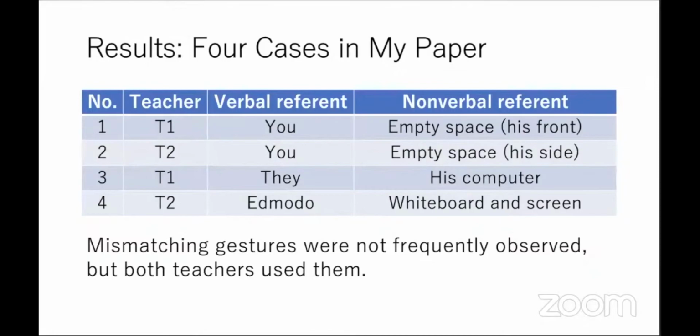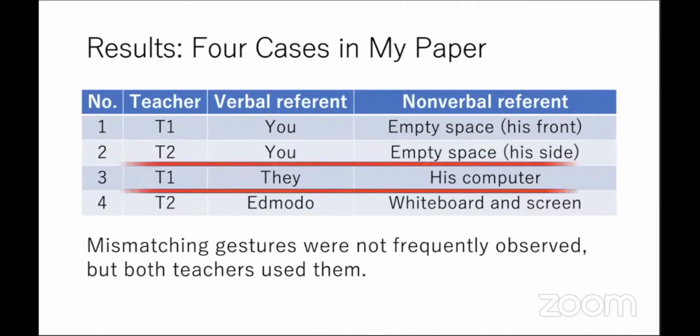I investigated the classroom practice of 2 different teachers. I don't have that much data, but overall, I found that they both use mismatching gestures sometimes, but not really frequently. But mismatching gestures do occur. Okay? In the paper, I chose 4 cases, and there's no time to talk about all of them. So I'm going to focus on number 3 because this is probably the most interesting one. Okay, so let me talk about this one.